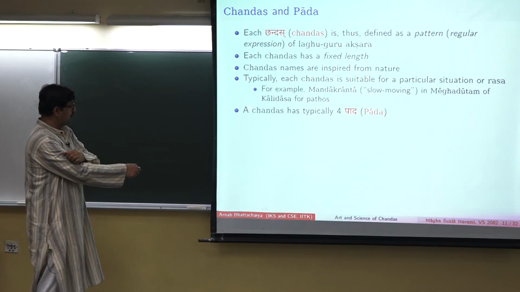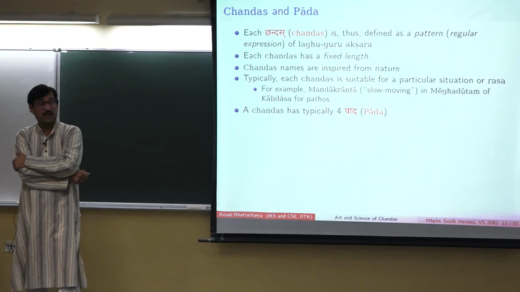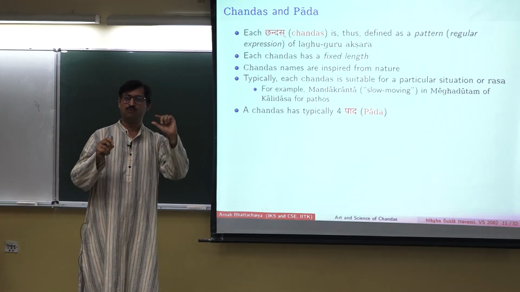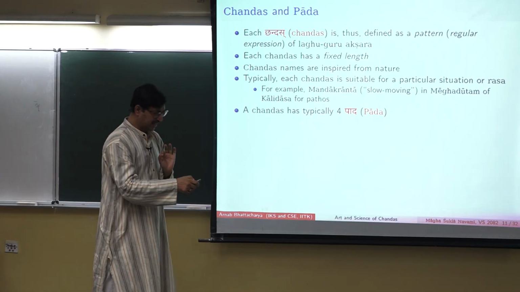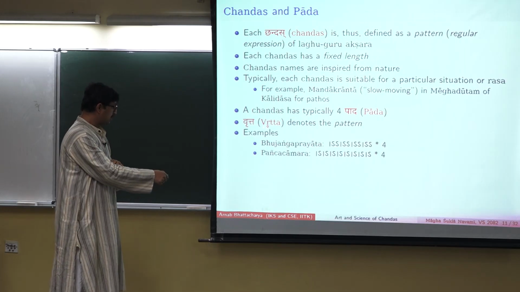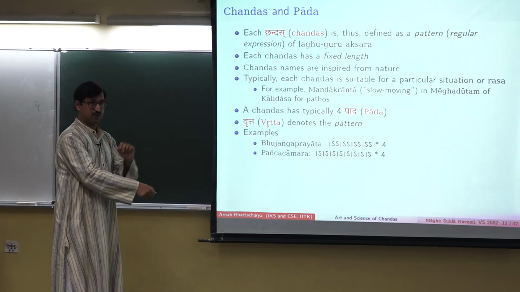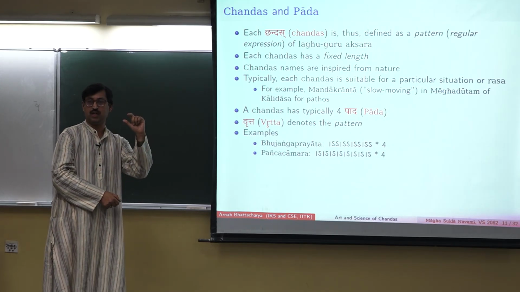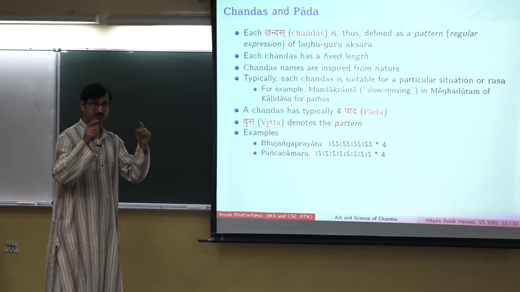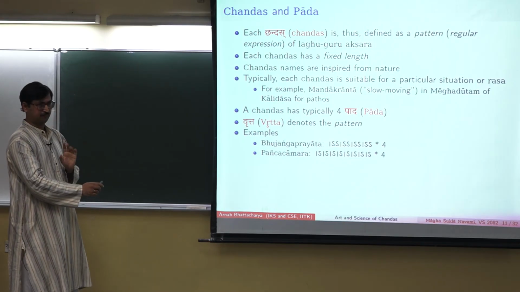And, sorry, this should be a sloka has typically 4 pada. I'm very sorry, this is a typo. A sloka has 4 pada, quarters. Pada is quarters. So a full sloka, if you take, has got 4 parts to it. Very simple. And the vritta denotes a pattern. So for example, the Bhujanga Prayata is that this is a pattern, this is repeated 4 times. So each of the quarters of the chanda will have this pattern. Laghu Guru Guru, Laghu Guru Guru, 4 times. So each one of them, right? Okay? And Panchachamara is this.